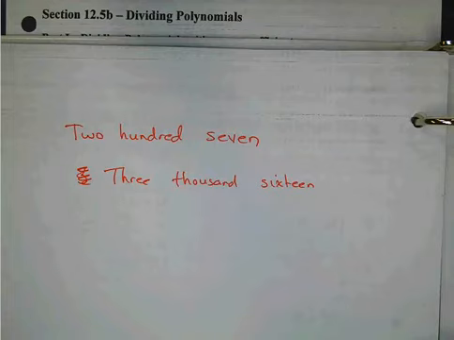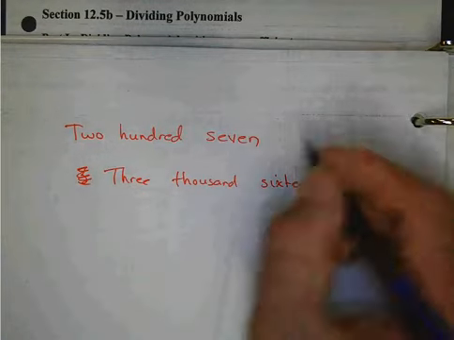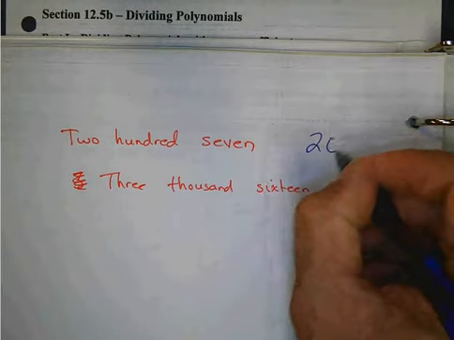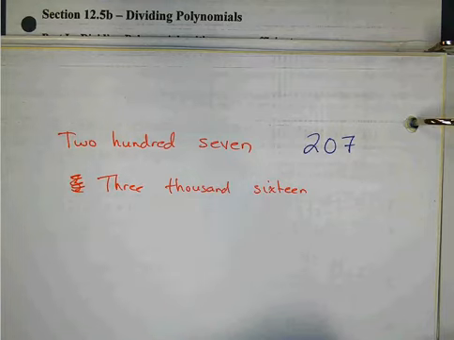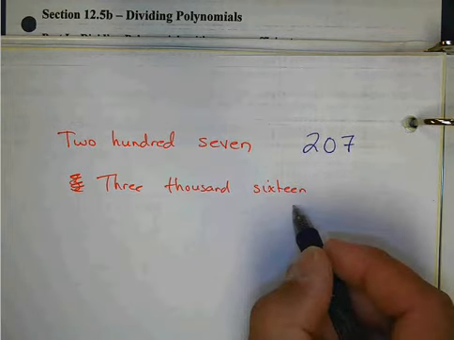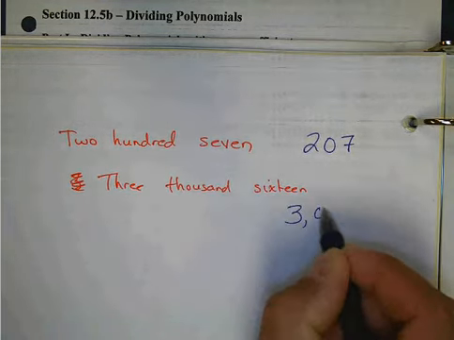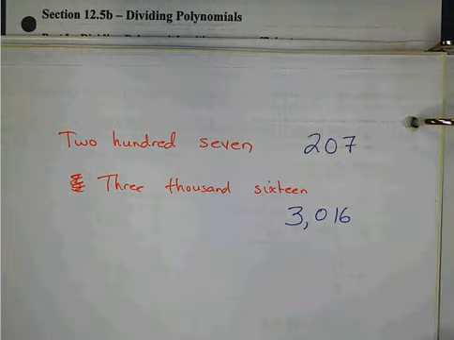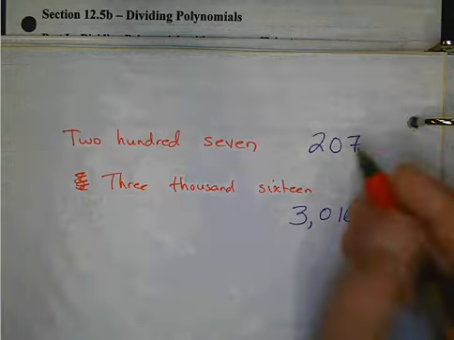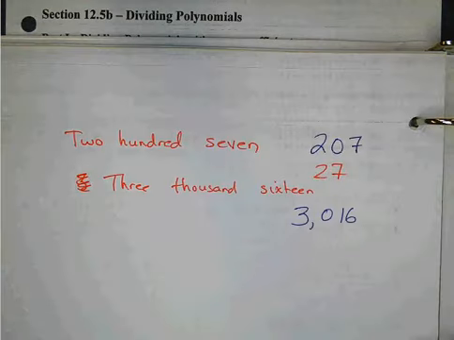All right, I know this seems a little bit trivial, but Haley, what did you write down for the first one? 207. I would agree. Hannah, what did you write down for the second one? 3,016. Okay. Would we all agree that the three digits are necessary to write the number 207? And for 3,016, the four digits are necessary. There's no way that I'm ever going to write this like that. True?